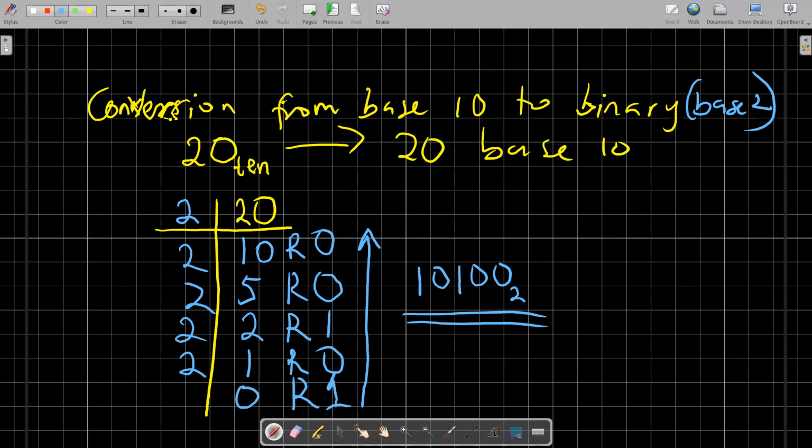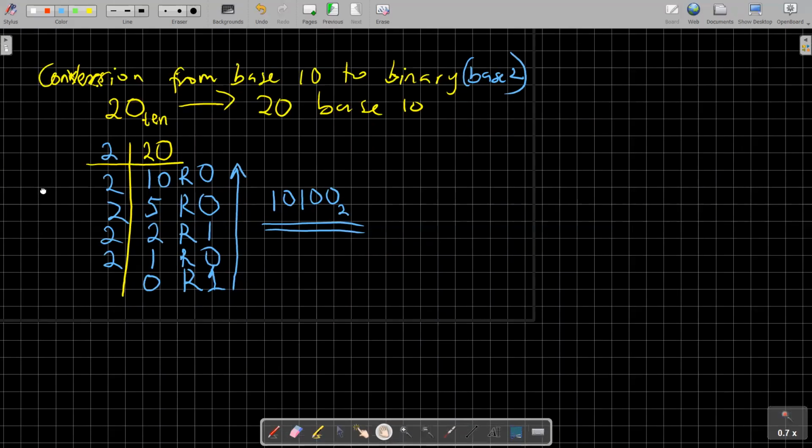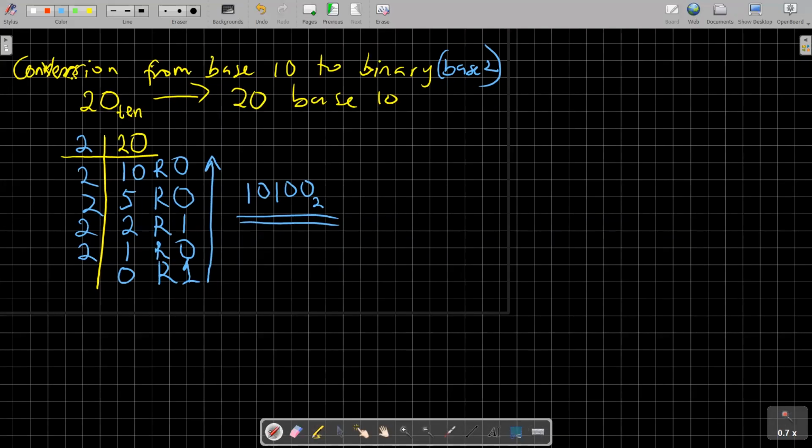Now, you can actually do vice versa. Suppose I ask you to rewrite. I want you, maybe this is a fresh question now. So I ask you to convert 10100 base 2 to a base 10 number. So what will this be?